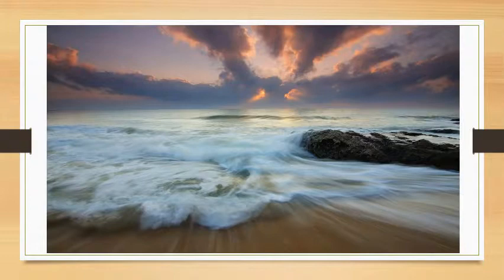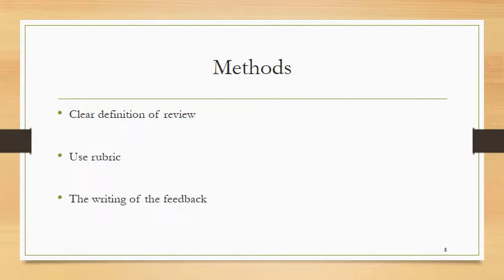Now, there are three factors that contribute to a successful peer review activity. First, students need to have a clear understanding of what the review process is all about. They need to be briefed on the review process and what it constitutes. Secondly, students need to be provided with a rubric containing various aspects of the review process. And lastly, when writing their feedback, students need to focus on the positive.